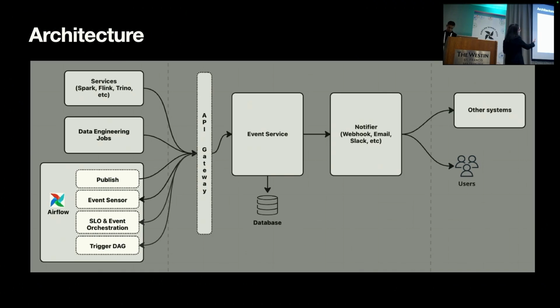These events are collected and stored in the event service, and they're available to read in various ways, starting with the event sensor. This is a custom sensor built in Airflow to read events. It helps you bring external dependencies into your DAG. Also, event service enables SLO and event orchestration. XD from our team will be talking more about it in a bit. Event service can also trigger DAGs based on the events being met. We also have a notifier that can send notifications to the end users. The most powerful one is the webhook, because it helps you transition states between systems.